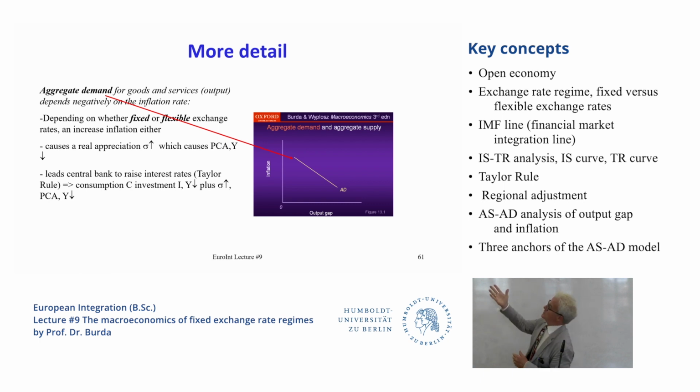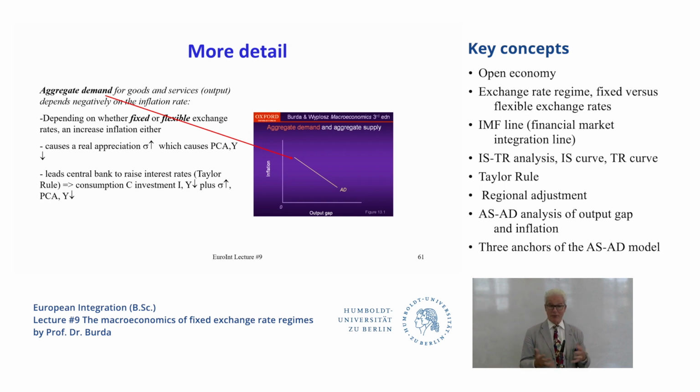But if you have flexible exchange rates, it's a little bit different. Then the central bank is in play. The central bank raises interest rates. That causes interest rates to rise. That causes demand to go down. And therefore, the negative slope comes through. It's sloped negatively for a different reason.